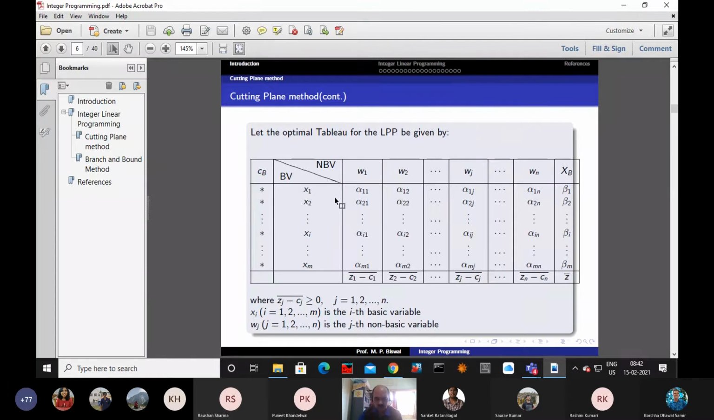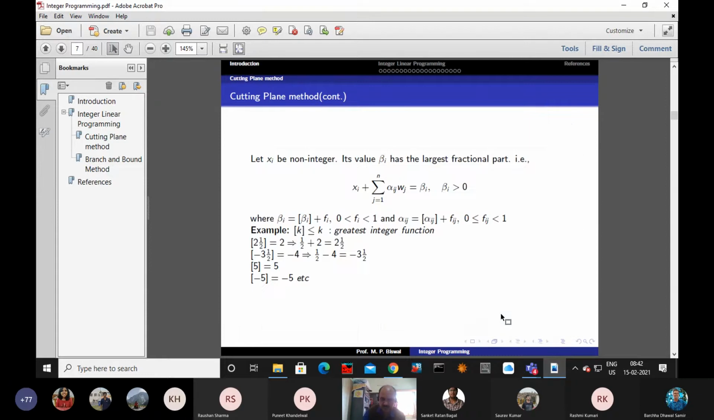With respect to the first row, we can write in this manner: x1 plus alpha 11 into w1 plus alpha 12 into w2 plus alpha 1j into wj, and so on, finally plus alpha 1n into wn equal to beta 1. Similarly, the second one: x2 plus alpha 21 into w1, alpha 22 into w2, and so on, alpha 2n into wn equal to beta 2. Same thing we are writing here.